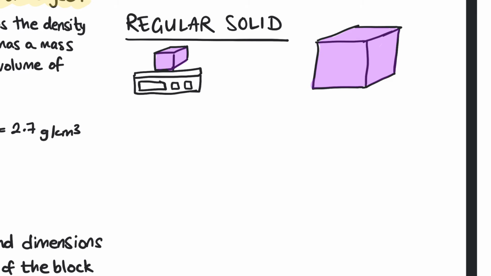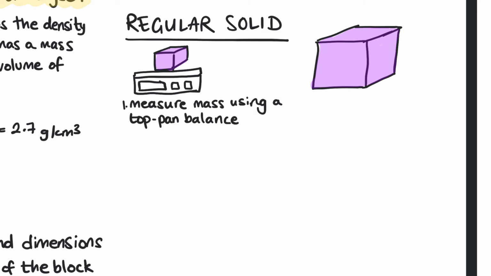So when we say a regular solid, we mean an object like a wooden block that has a cube or cuboid shape. It has an easy equation that we can use to figure out its volume. So we want to find the density of this block. Because the equation is density is equal to mass over volume, we need to measure the mass and we need to measure the volume. To measure the mass, all we need to do is to put the object onto a top-pan balance.